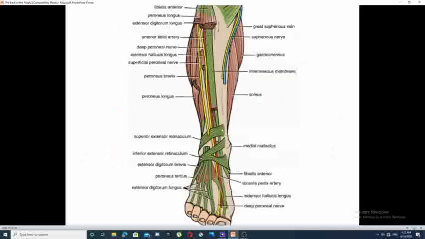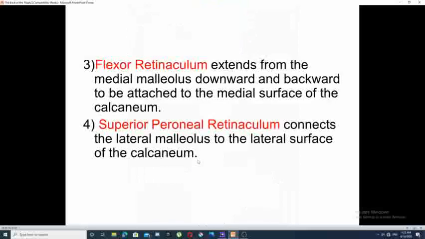You can see this is the superior extensor retinaculum, and this is the inferior extensor retinaculum. You can see that the inferior one is Y-shaped. The second type of retinacula is called the flexor retinaculum, which extends from the medial malleolus downward and backward to be attached to the medial surface of the calcaneum.